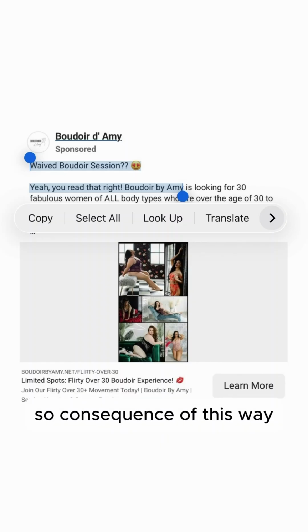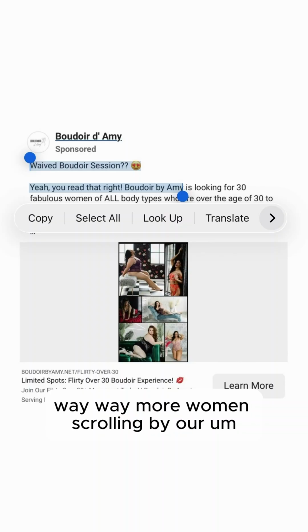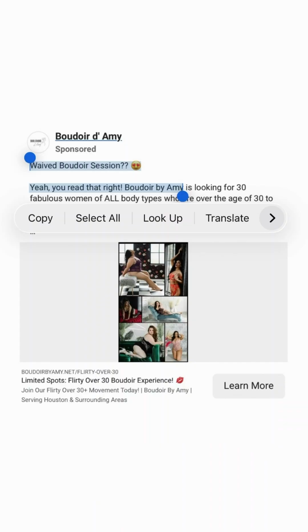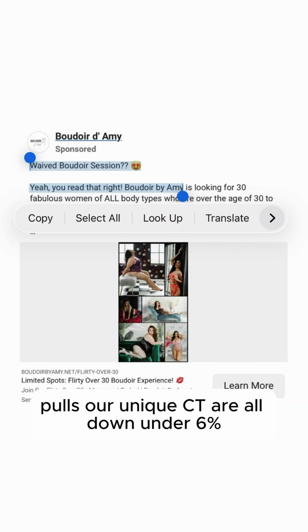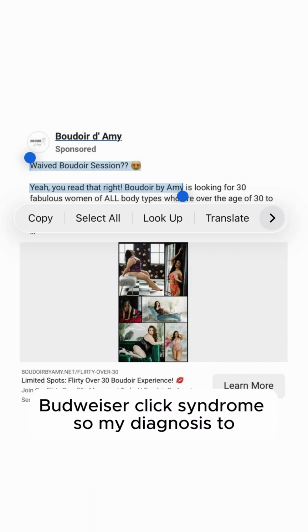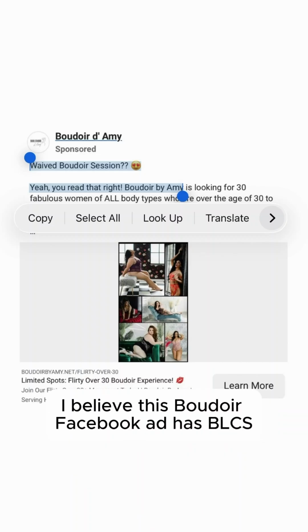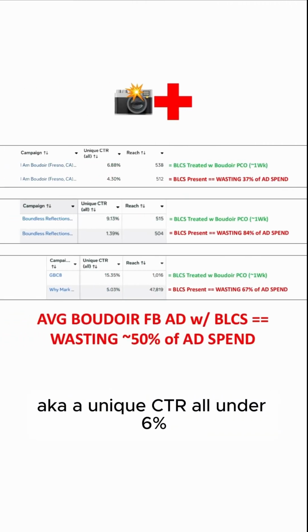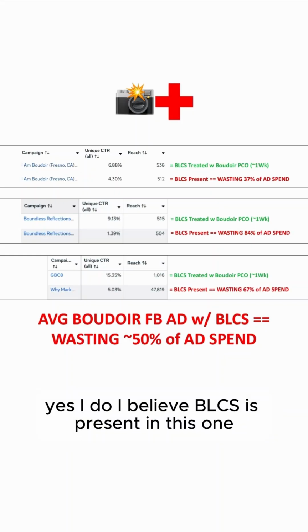So the consequence of this is way more women scrolling by our Boudoir Facebook ad than necessary. And as a result, it pulls our unique CTR down under 6% and contributes to BLCS, Boudoir low click syndrome. So my diagnosis: do I believe this Boudoir Facebook ad has BLCS, Boudoir low click syndrome, aka a unique CTR under 6%? Yes, I do. I believe BLCS is present in this one.